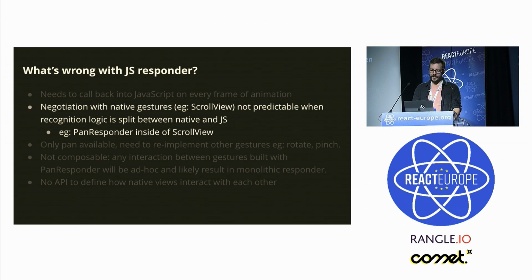So another issue is the negotiation of who becomes the responder, the component responsible for handling the touch events. The process for that isn't predictable when you have some logic split between the UI thread and the JavaScript thread for handling gestures. I mentioned before the JS responder is how things like Touchable and PanResponder work. But for example, the ScrollView component is not re-implemented using the JavaScript responder system. That is just a bridged native component that has all of the native gesture handling logic around it.